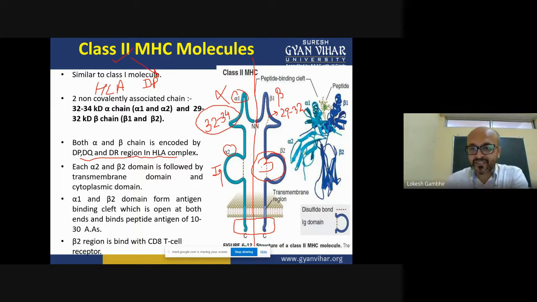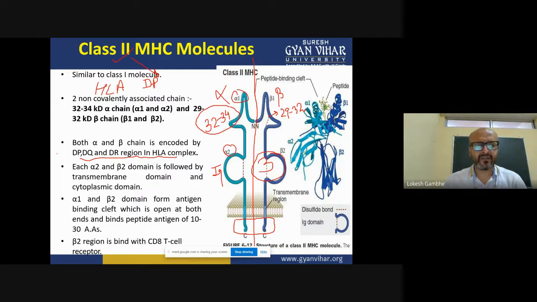So both these chains, alpha and beta chains, are coded by these three regions. The class 2 MHC molecule of humans, in human leukocyte antigen, is coded from this particular segment of the chromosome, which is lying on chromosome number 6. And in that region, the region is represented by DP, DQ, and DR.